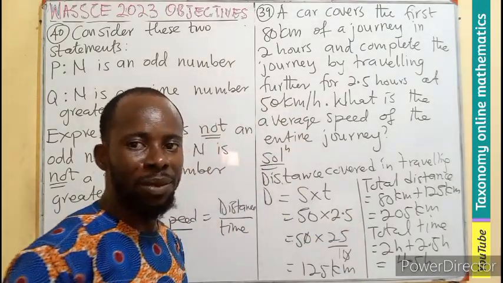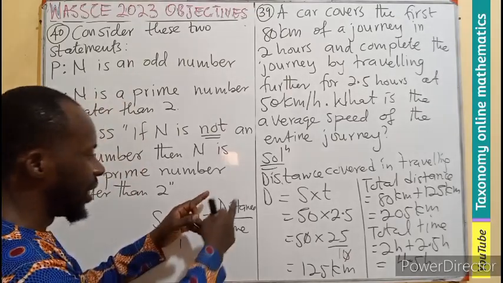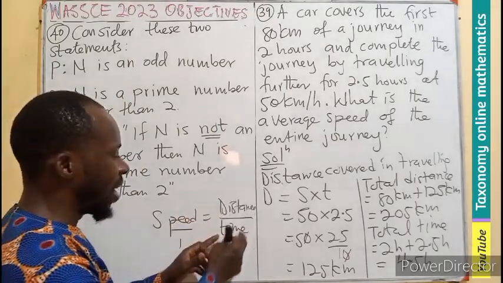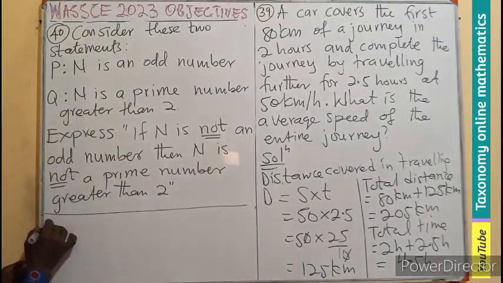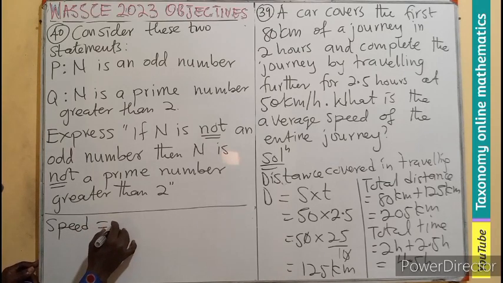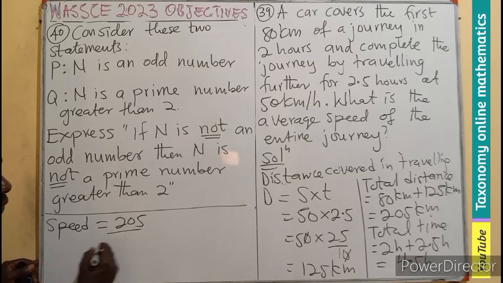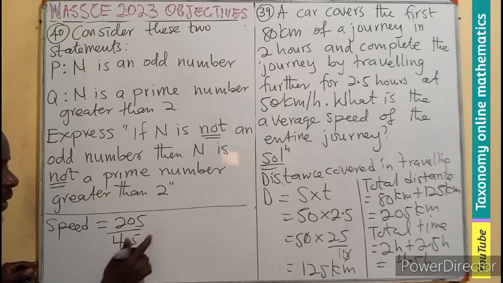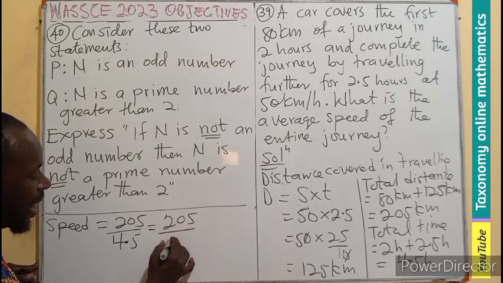So we know the total time and the total distance. So the average speed is just going to be the distance covered over the time taken. So from here, if I have my speed equals the distance covered, which is 205, divided by time taken, which is 4.5. This will be in kilometers, this will be in hours. So this will also become 205 divided by 45 divided by 10.